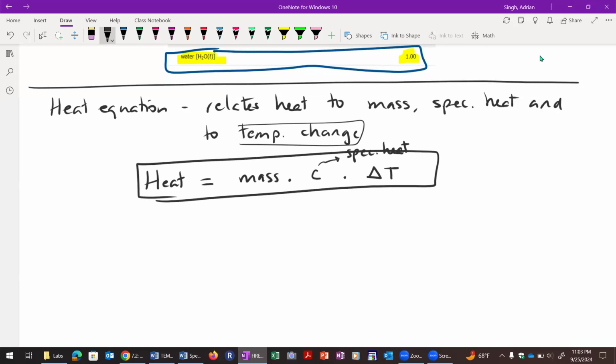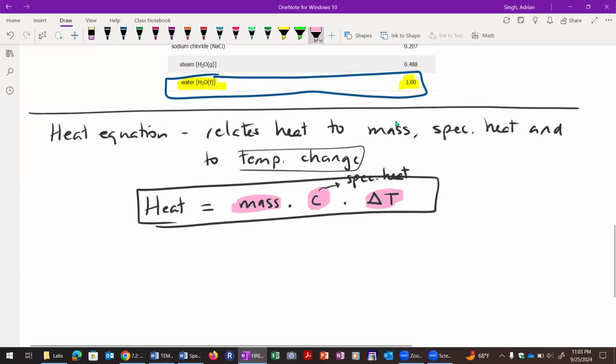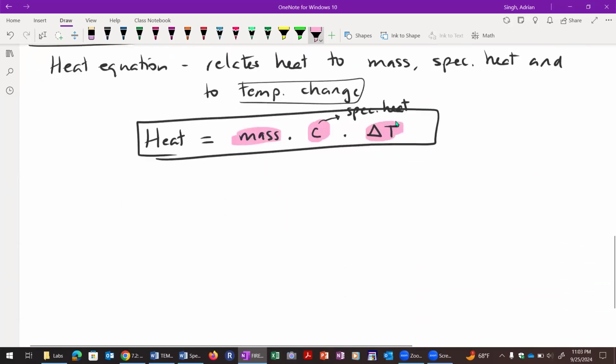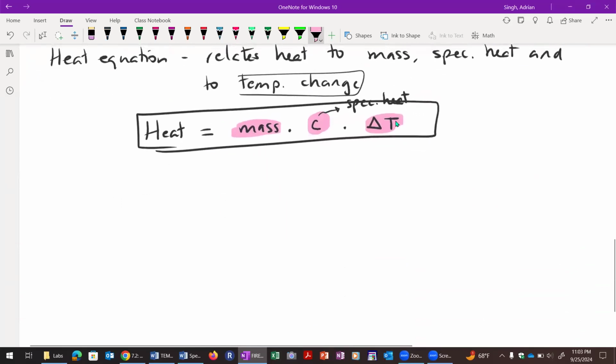So if we know how much of a substance we have, if we know what the temperature was initially and what the temperature was at the end, and if we know the specific heat, which we can typically look up from tables, for example, like we've seen previously, we can calculate the amount of heat either being given off or the heat absorbed in order to account for that temperature change.